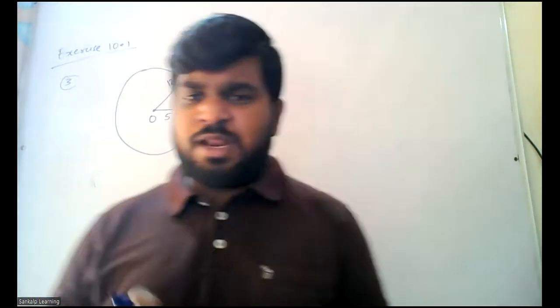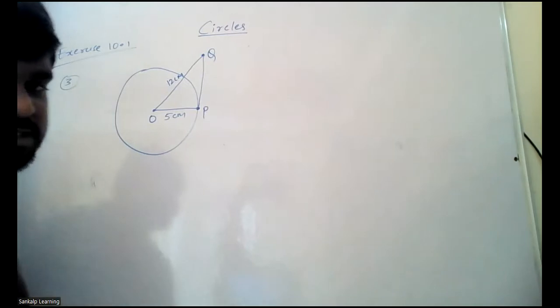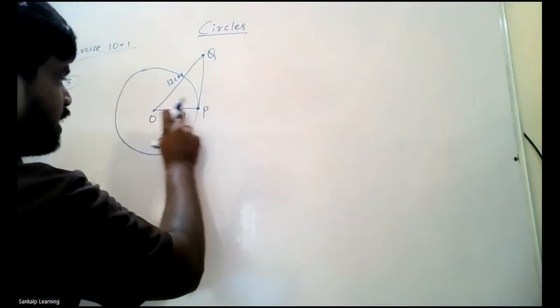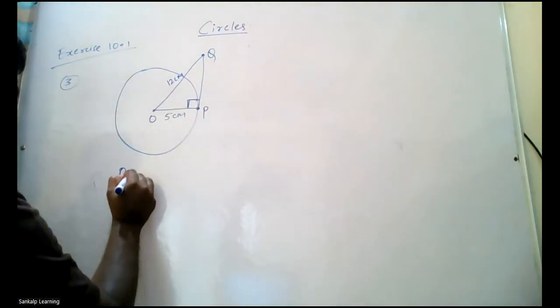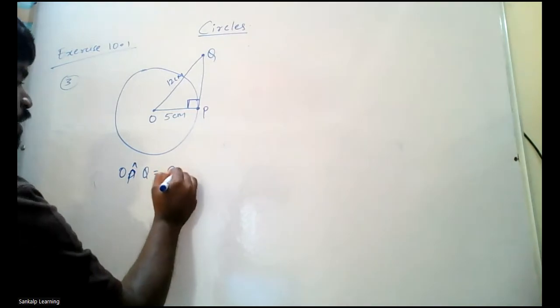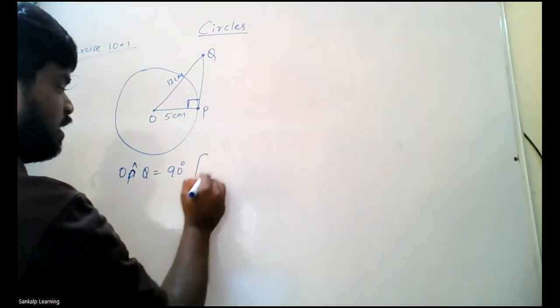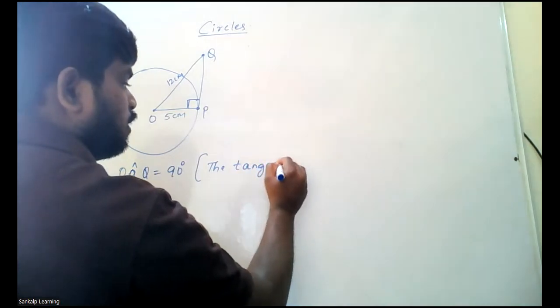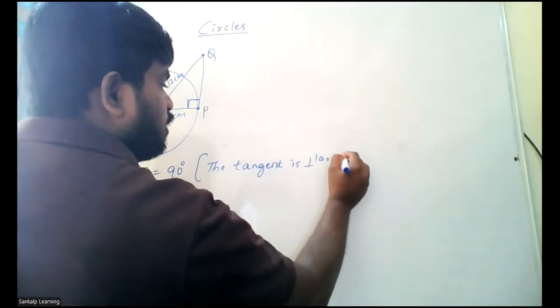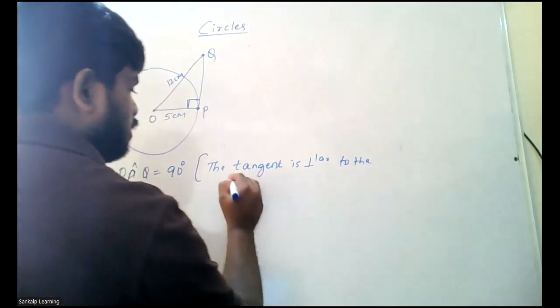So we'll use the property of the tangent. What is the property? This is the radius and this is the tangent. What is the angle? The angle is 90 degree. Angle OPQ is equal to 90 degree. Why? The reason is the tangent is perpendicular to the radius.